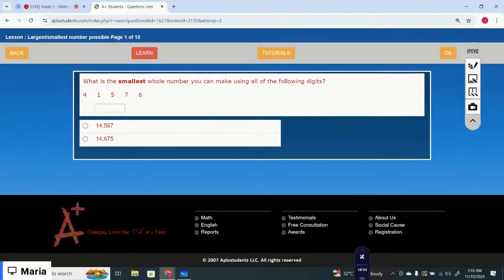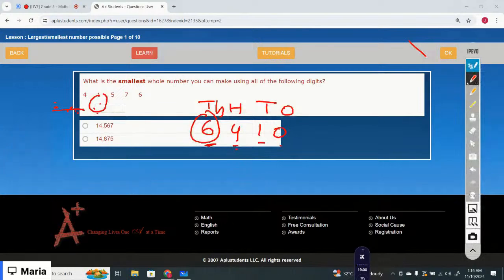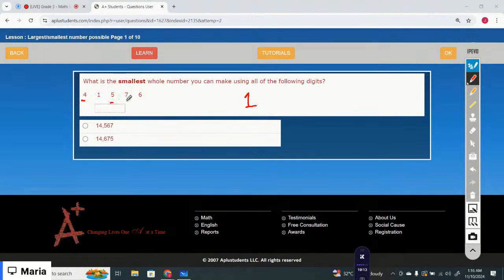You need to make the smallest number, right? So you need to write the smallest number first. They are 1, 2, 3, 4, 5 digits. That is 5 digits. That means you can make a 5-digit number, right? So the smallest, write the smallest number first. 1 is the smallest. Then you have 4, 5, 7, and 6. So then after 1 you have 4. Then you have 5. 1 is the correct option.